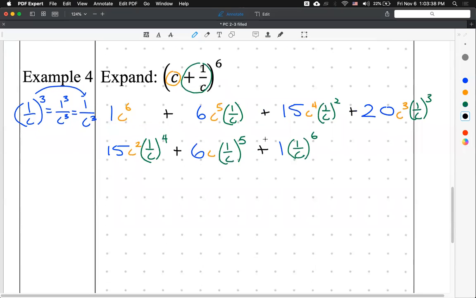Now it is time to start simplifying. So when I'm looking at this first term, I can't do anything. It's just c to the power of 6. I can get rid of the 1, I guess. So this is going to be equal to c to the power of 6.